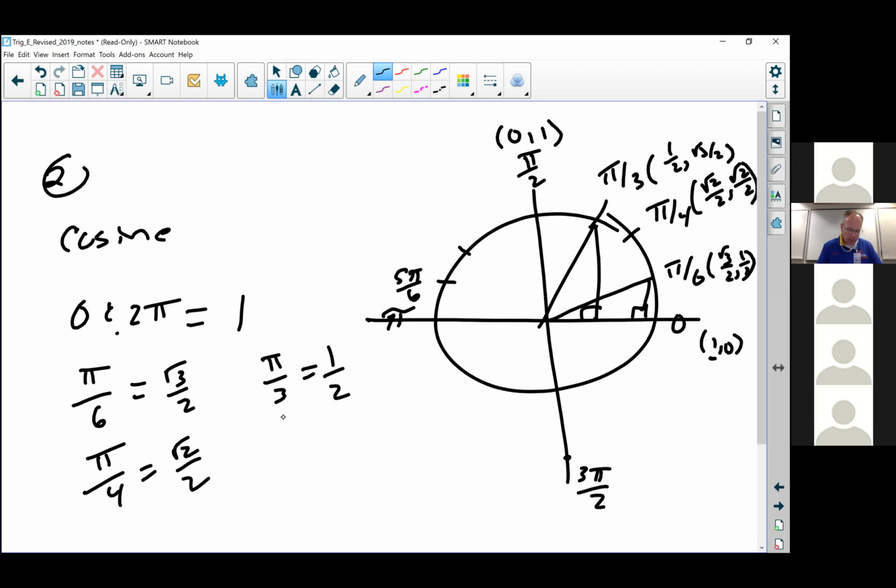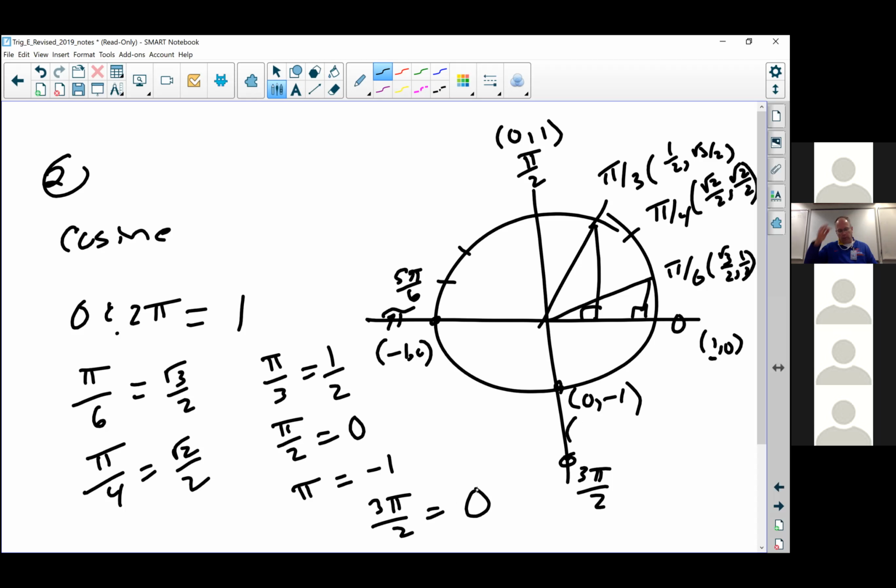Cosine of pi halves is 0 because you're looking at the x component of the point. And pi is over here, so this is the point -1, 0. So cosine is the x value, so it's -1. And then 3 pi over 2 is down here. So this point here is the point 0, comma -1, so that'll be 0. That's all you'd have to write. Anything else? Thank you. You're welcome.